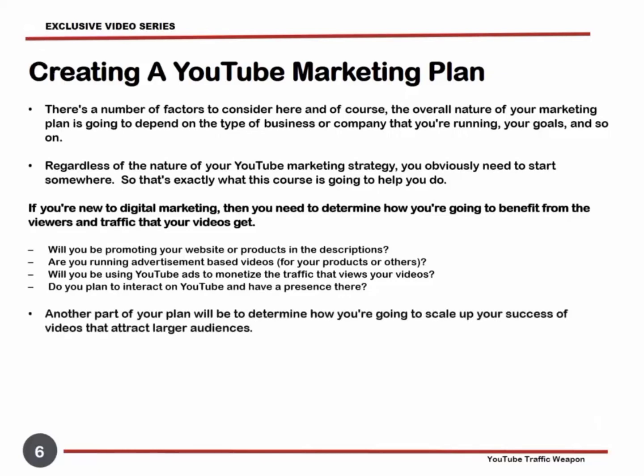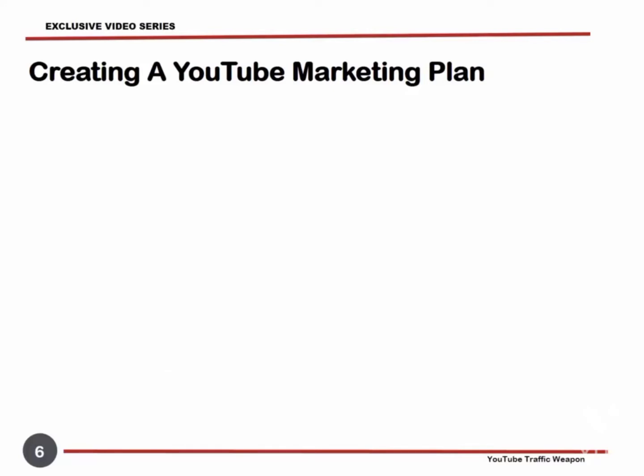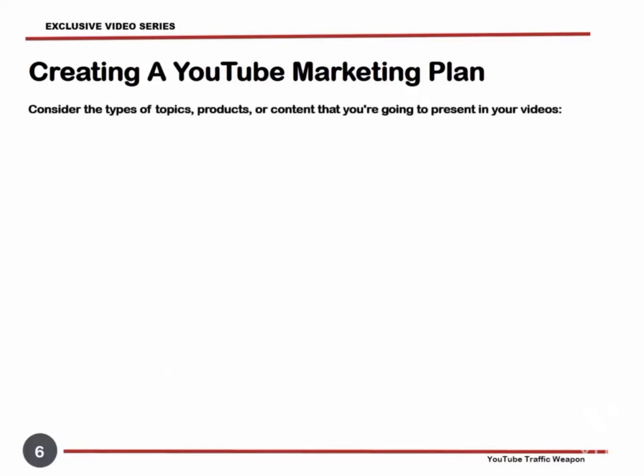Another part of your plan would be to determine how you're going to scale up your success of videos that attract larger audiences. It's especially helpful to have a good strategy in mind here. So ask yourself about how you're going to get your first 100 views, and then ask yourself how you'll grow that first 1,000 subscribers or followers.